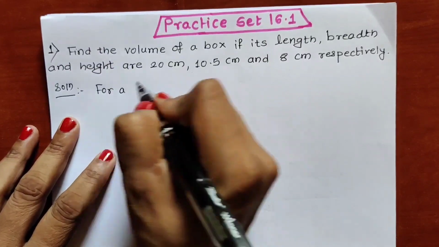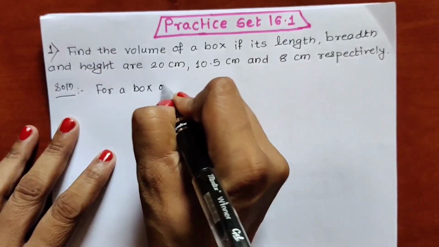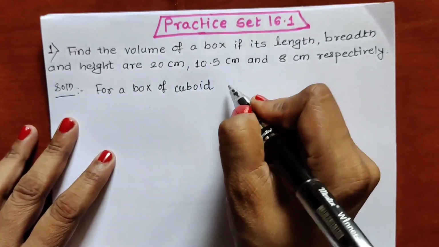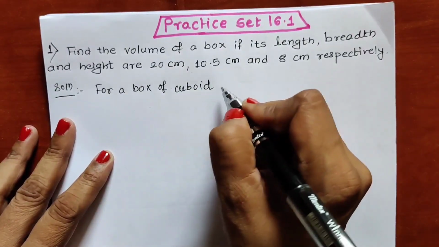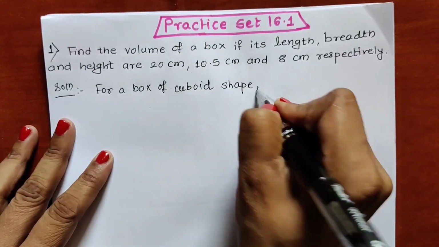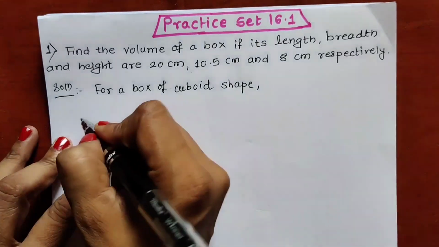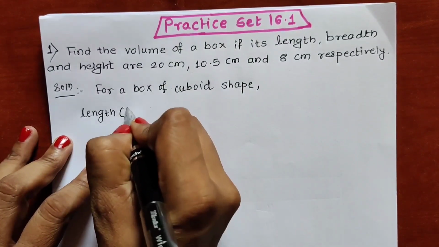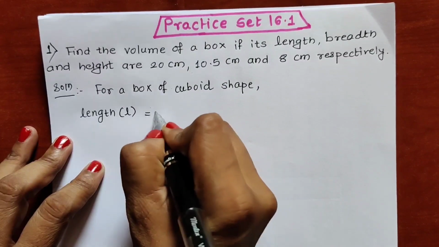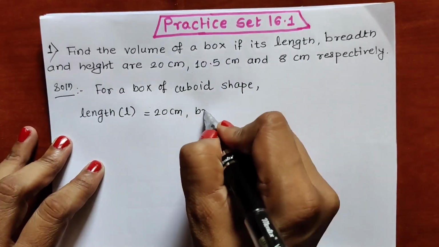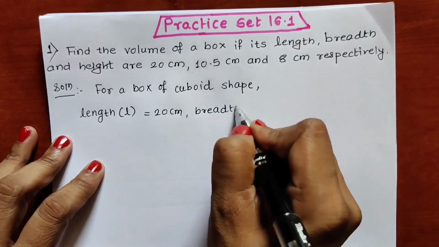For a box of cuboid shape, because length, breadth and height is given, so we will be writing the box of cuboid shape. We will be writing all the dimensions. Length L is equal to 20 centimeter. L is 20.